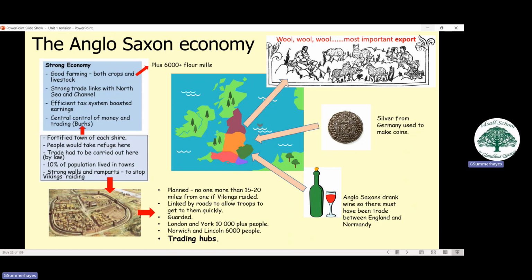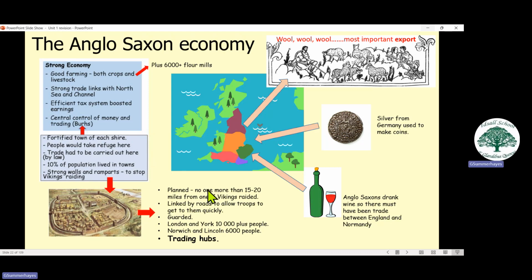So that meant that there was loads of crops and loads of animals living on the crops. A lot of that was traded, and a lot of other materials and goods were traded abroad, particularly with France and the Normans and other northern European nations. The tax system that the king had set up meant that people were rich, particularly at the top, and there was a central controlling share of money and trading in the bourse.